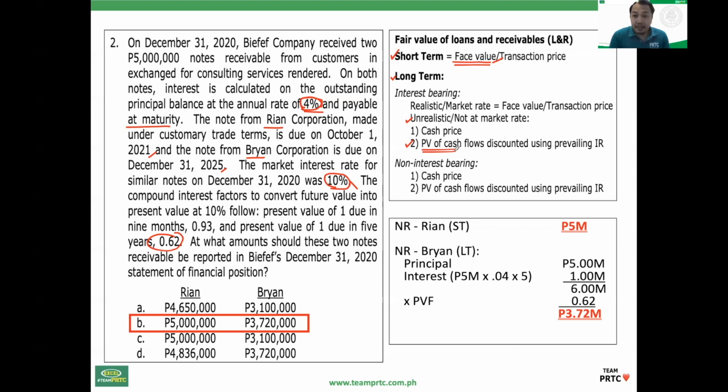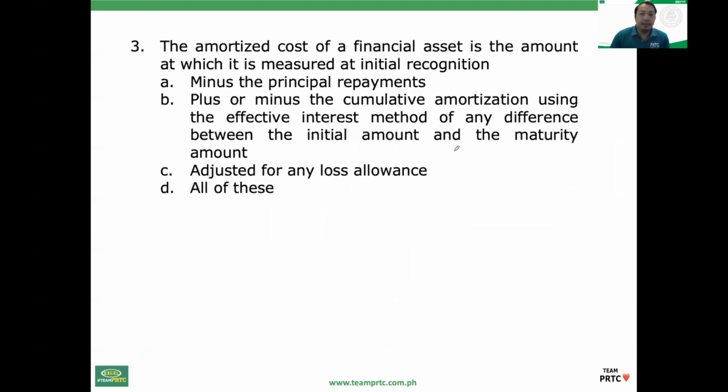Next, number 3. That's the definition of amortized cost. As defined in PFRS 9, amortized cost is the amount at which the financial asset is measured at initial recognition. Then, all of this. So that's the definition of amortized cost. I-convert nga natin yung definition na yan into a formula.